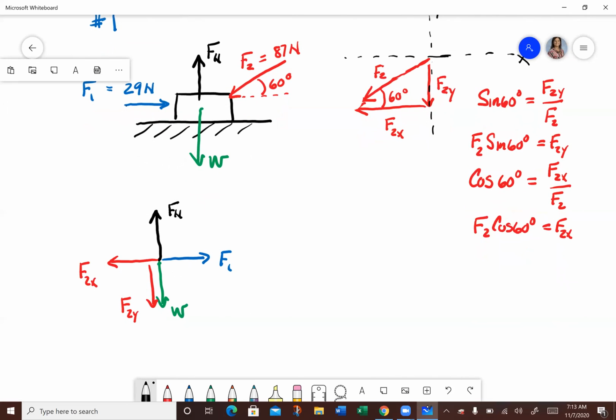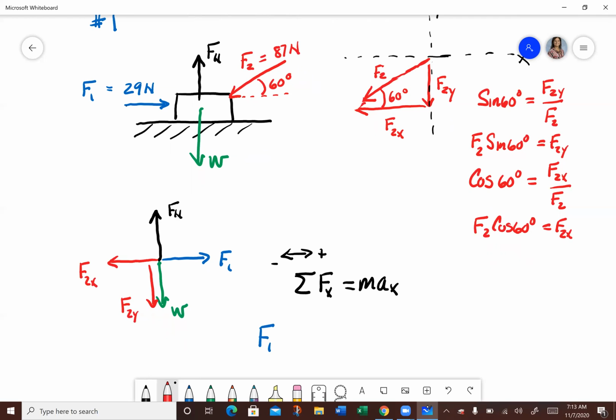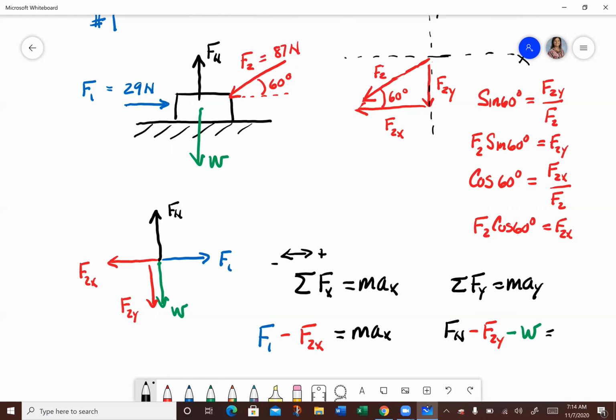So my formulas for this problem would be summation of forces in the X equals MAX, anything to the right positive, to the left negative. So I would have F1 minus F2x equals MAX. In the y direction, summation of forces in the y equals MAY. So in my y, I'd have F normal minus F2y minus W equals MAY.